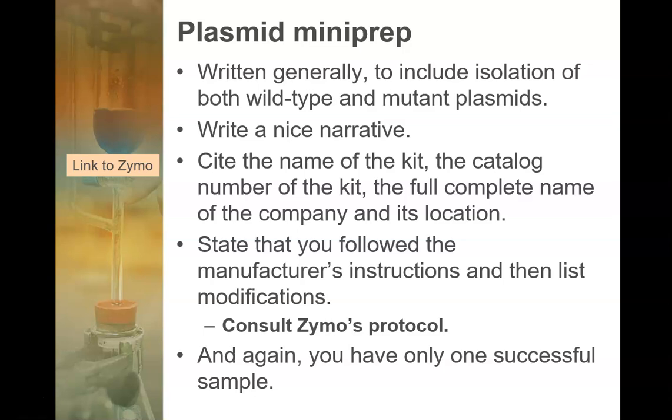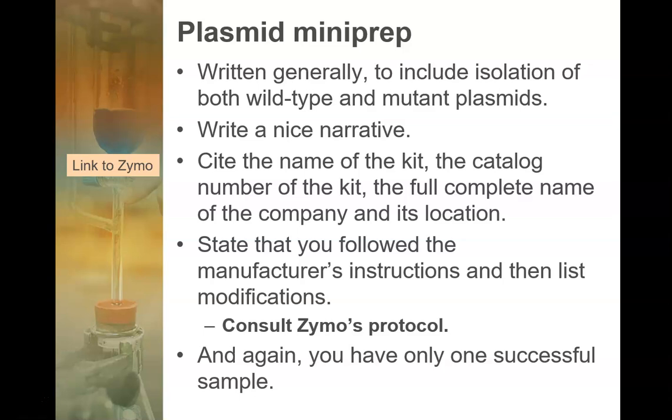Again, the plasmid miniprep, write a nice narrative. You need to cite the name of the kit, the catalog number, and the name of the company, but it doesn't have to be this long, protracted thing. All you have to do is say, Zymo Research, Irvine, California, Zyppy plasmid miniprep kit, and then whatever the catalog number is.